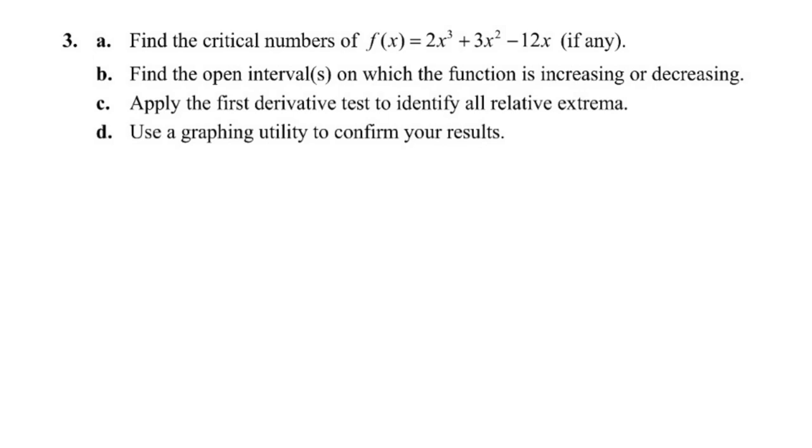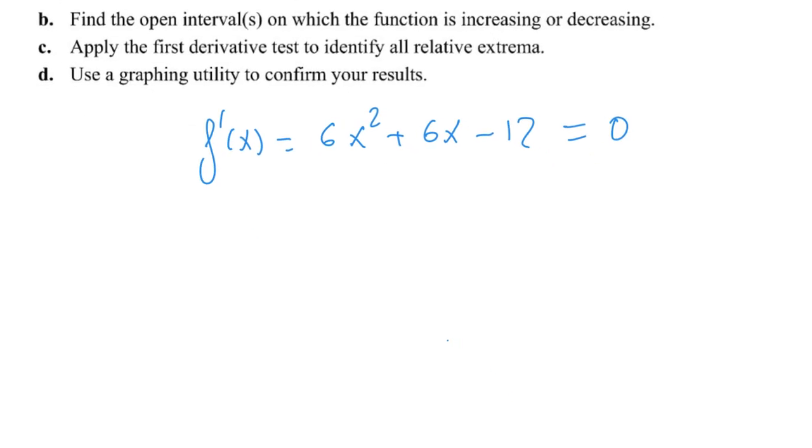Find the critical numbers of the function 2x cubed plus 3x squared minus 12x. How do we find the critical points? The critical points are the points where the derivative is 0 or does not exist. In this case it will always exist because it's a polynomial, and a polynomial always has a slope. So f prime of x is 6x squared plus 6x minus 12. To find the critical points, I need to set this equal to 0. And these are the critical points.